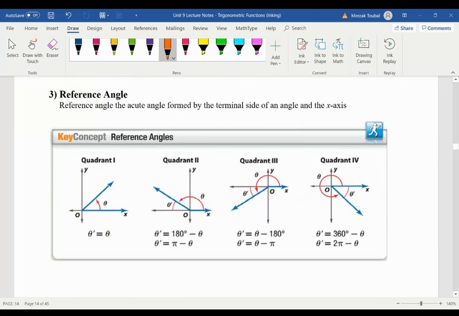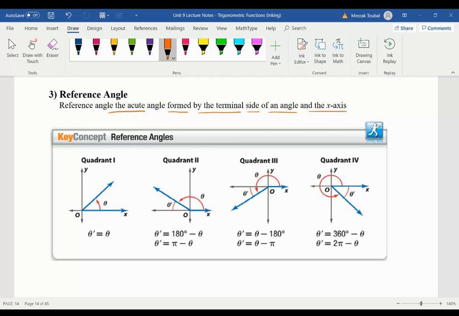There's another terminology that we need to know, which is reference angle. A reference angle is an acute angle formed by the terminal side of an angle and the x-axis. So it is an acute angle, meaning its measure is between 0 and 90 degrees. What else do we need to know about the reference angle?